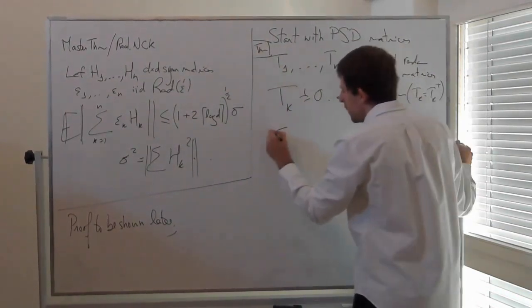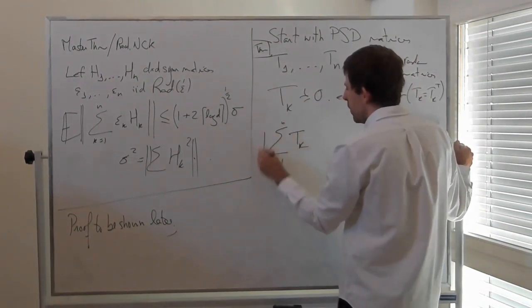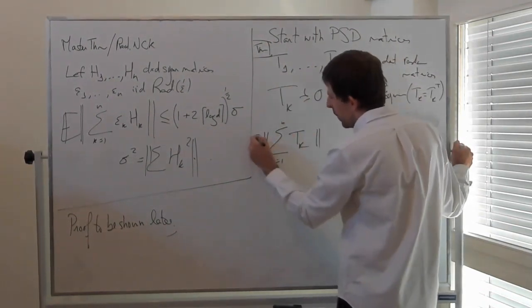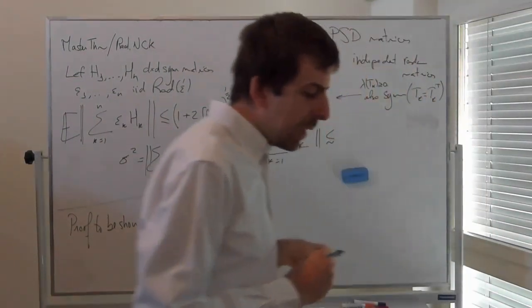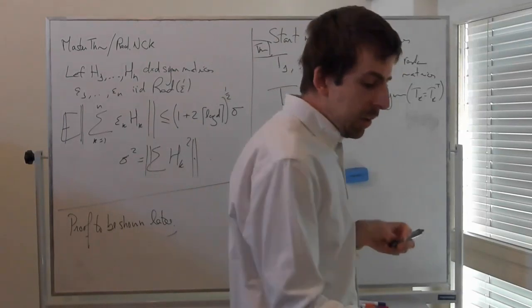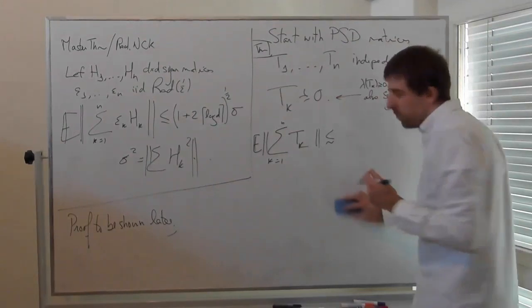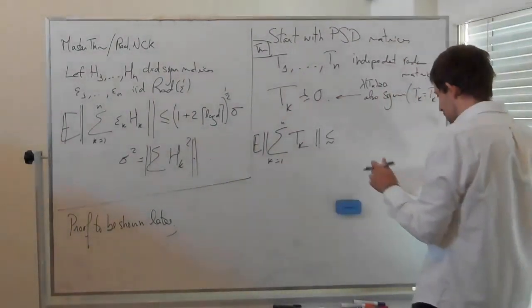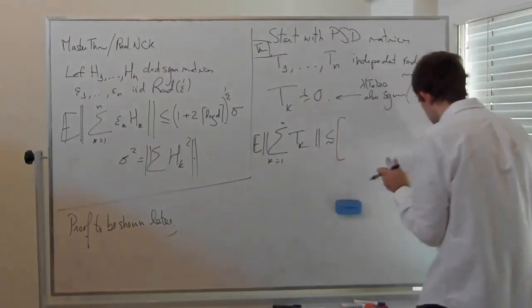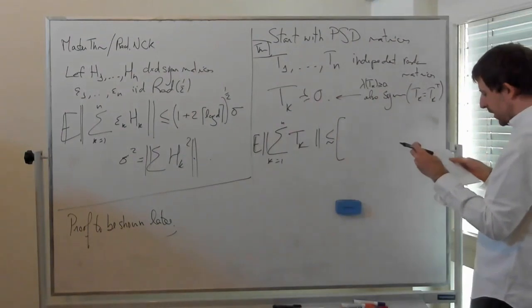Theorem. The sum of Tk, k from 1 to n, spectral norm, expected value of this, is smaller or equal than, right? And now we have a big bound. Let me do exactly what we have here. Okay, so we have a big expression, but it's going to be exactly what we'll need to fit in the other one.